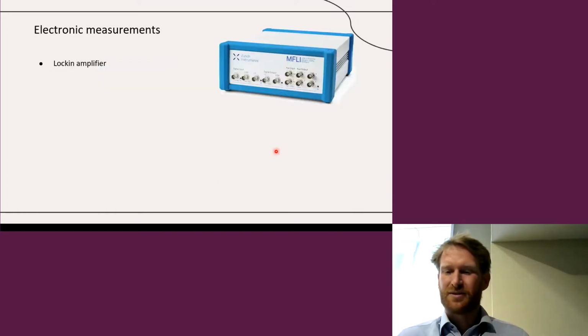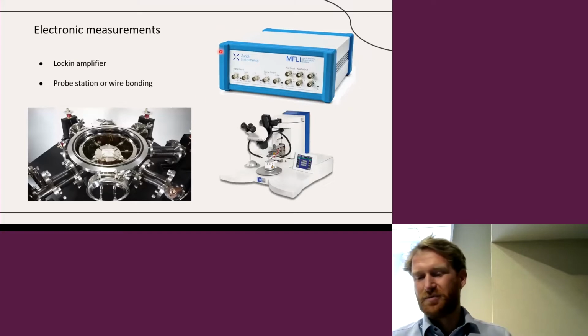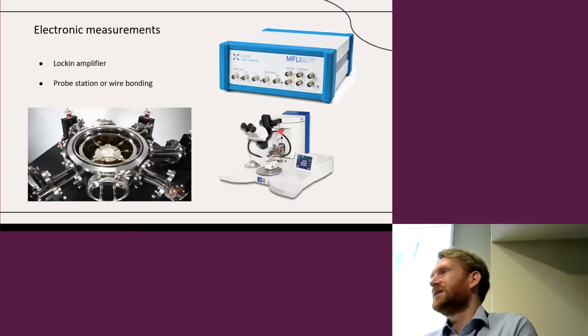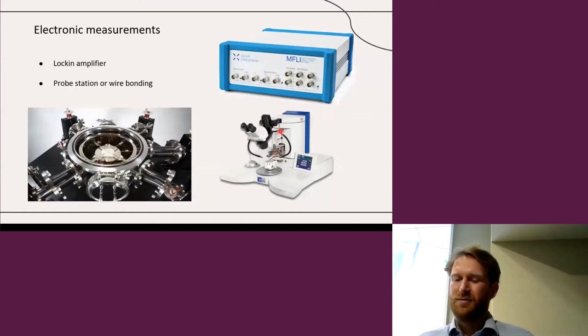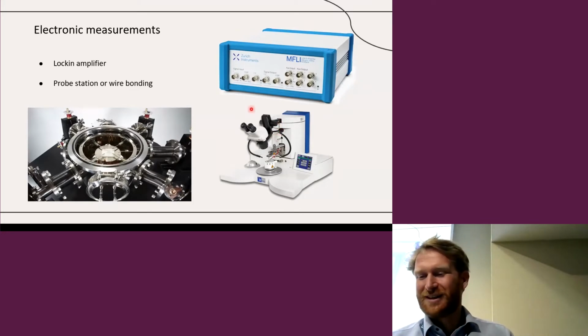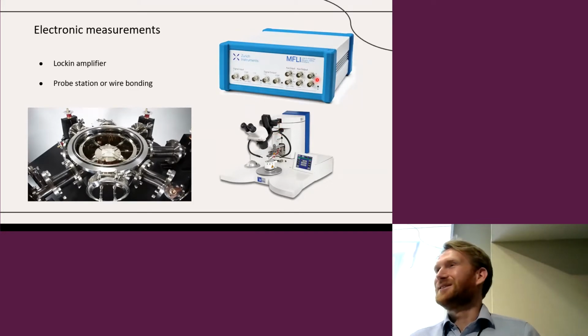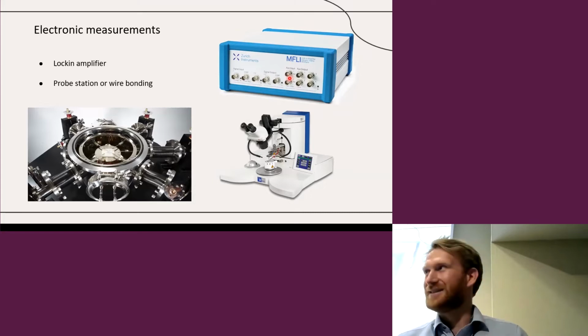So I will start with electronic measurements. The basic elements that you need to do electronic measurements are a lock-in amplifier, and then a probe station or wire bonding, so that you can get an electrical contact to your system. These kinds of measurements are relatively straightforward to set up. They are the closest thing to what Ricardo probably would call pressing the button to get your data out kind of measurements, except this one doesn't have a button, but the idea is the same.